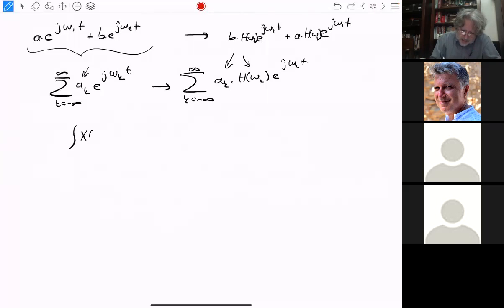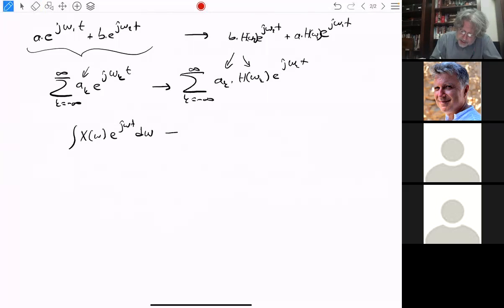And that is X of omega e to the j omega t d omega. Excuse me, it's not minus, it's plus, because this is the inverse Fourier transform. So X of omega is the Fourier transform, and this is the representation of the signal.